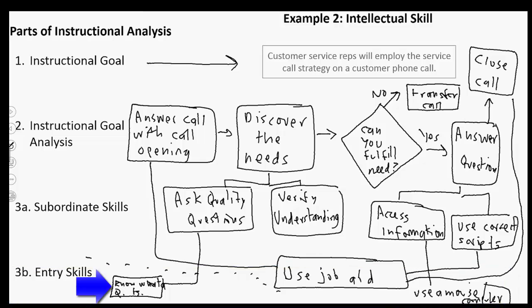So you can see how these entry skills, they're things we assume they already know, but things that they would need to be able to do to learn the subordinate skills. We'll teach them the subordinate skills in the training. We'll teach them the steps in the instructional goal analysis so that they can achieve the major goal. So this is how I would start out doing this instructional analysis. Once again, it's not perfect, but it gives you a start to start thinking about it, and then you can refine it and improve it before you create your final product.